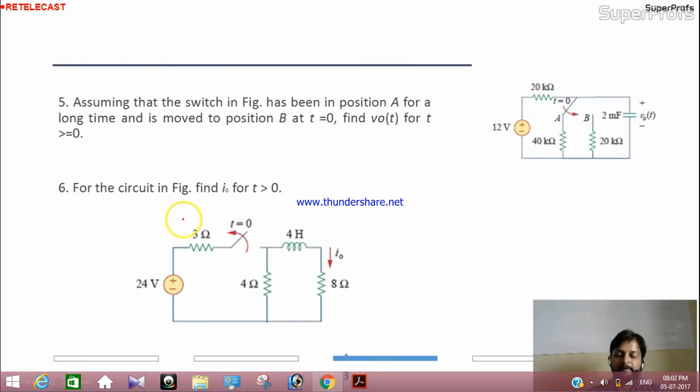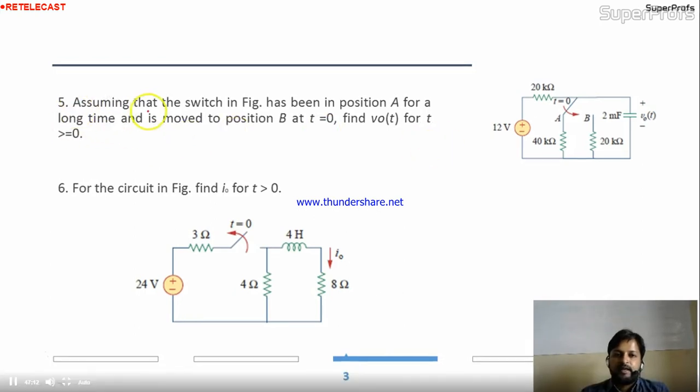Come to the next one. Assume that the switch in the figure has been in position A for a long time. So here it was initially. And it moves to position B at t equal to 0. At t equal to 0, the switch is moving to B. Find out V naught t for t greater than 0. So this question is also similar to the third and fourth. You can do it. This is also homework for you.